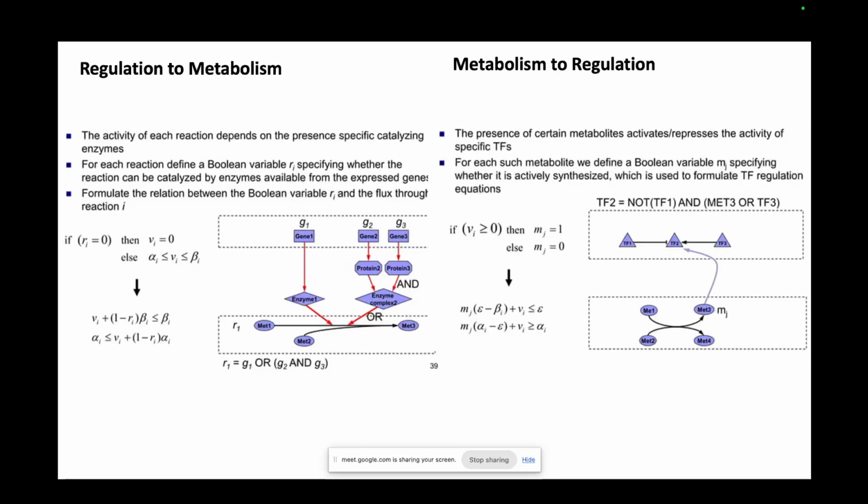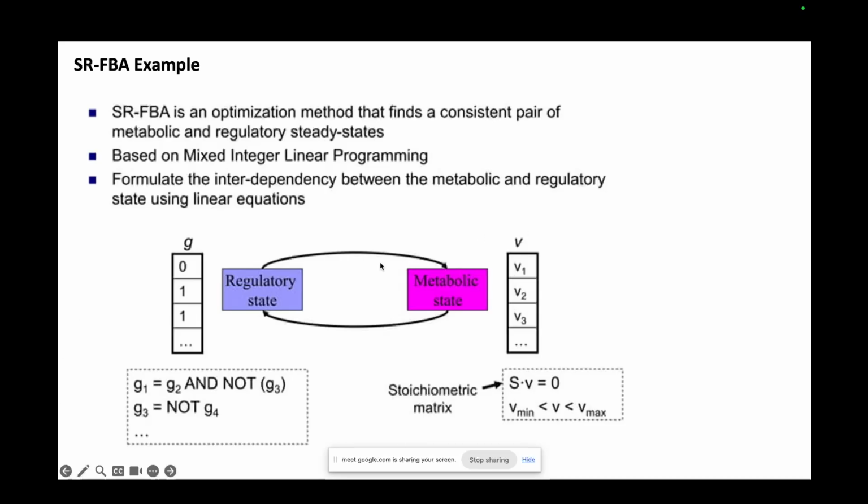So there are two kinds of caveats to it. One is how is the regulation controlling the metabolism? And the opposite question is true as well: how is the metabolism controlling the regulation? We'll see it both ways. So this is a regulatory and metabolic state.